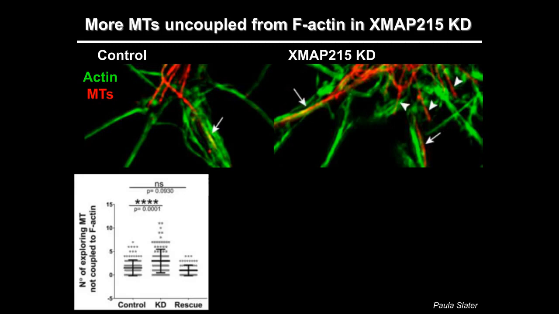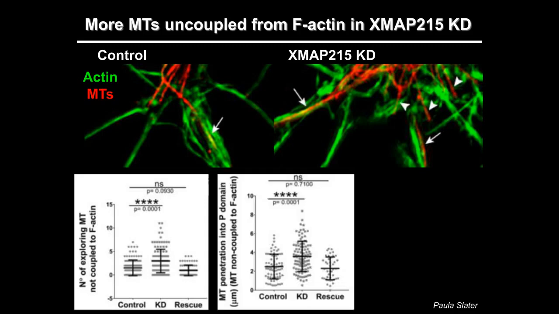And so not only are there more microtubules that are off-roading, that are not on the F-actin tracks, but the penetration of these microtubules into the peripheral domain of the growth cone is also increased with XMAP215 knockdown. And so right now, Paula is in the process of deciphering the mechanistic function by which XMAP215 can couple microtubules and F-actin, and we're very excited to see what this work shows us in the future.